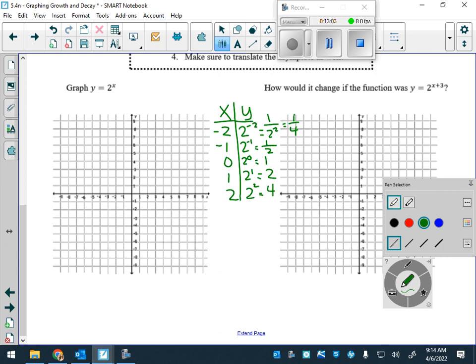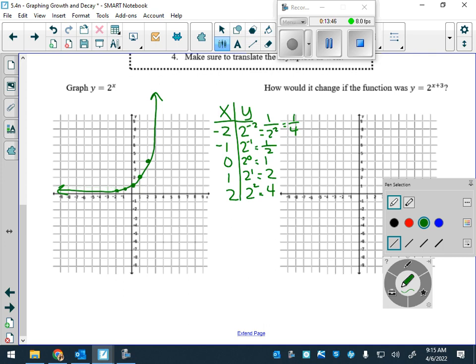So we're going to go ahead and graph these. You're going to notice our fractions are kind of hard to pinpoint where they are in the graph. Just make sure they're below 1. So we have -2, 1/4, -1, 1/2, 0, 1, 1, 2, and 2, 4. Just remember, put in bold letters if you need to, that if you have no movement left or right, it is not crossing that x-axis. Left or right, up and down.